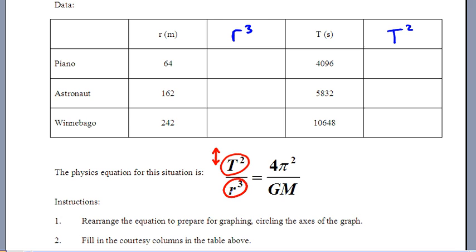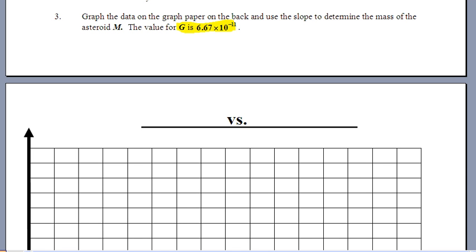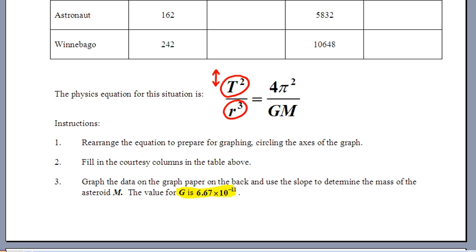Okay, and there's some room on the back page, on this last page, to do your graph. And you can decide which axis you want to be up and down, which one you want to be over. If it was me, I'd make my t squared my up and down axis. My r cubed can be my over axis. But you do have to rearrange the equation to prepare it for graphing, circling the axes. Maybe put your answer here. And then you're good to go.